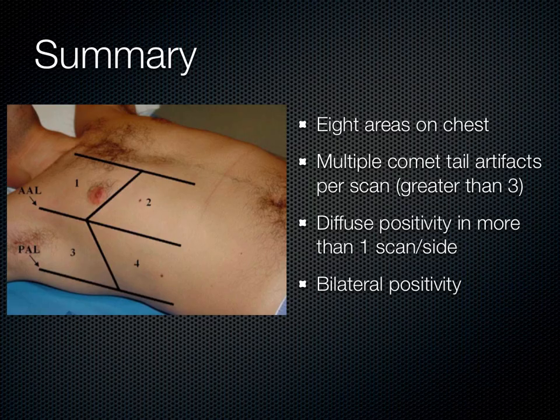Comet tail artifacts can be normal if there are few and not all the way to the edge of the screen, but if there are multiple all the way to the edge of the screen, some say greater than 3, others say for sure greater than 5, then that is pathologic and representative of extravascular lung water, either cardiogenic or non-cardiogenic. And if you have diffuse positivity on both sides, again, that would represent pulmonary edema. If you go to the advanced pulmonary lecture in the same series, you'll learn more about how we interpret position of A lines and B lines to represent different pathologies such as ARDS and fibrosis.